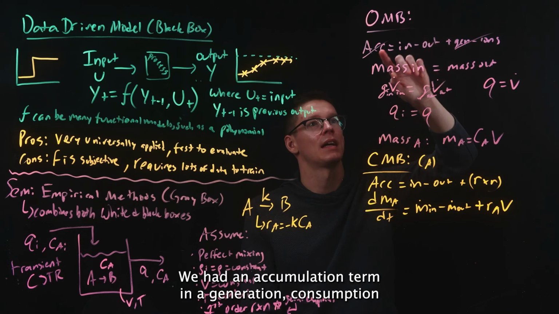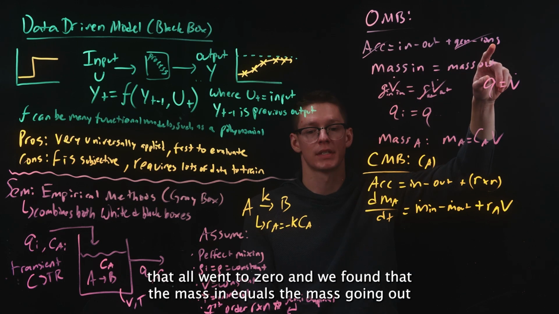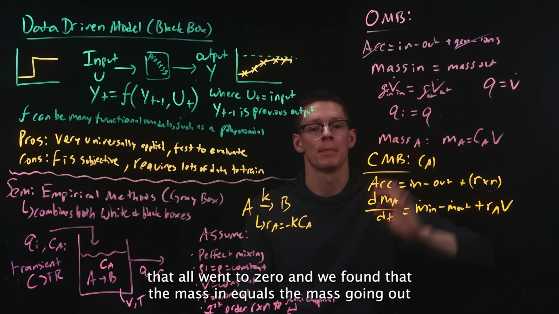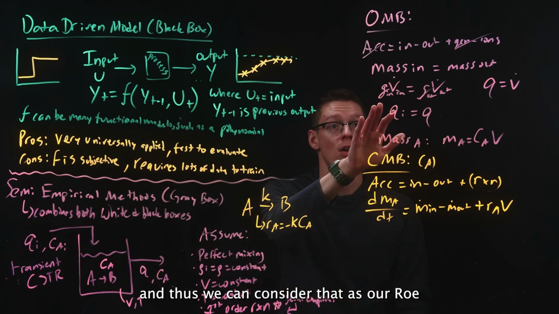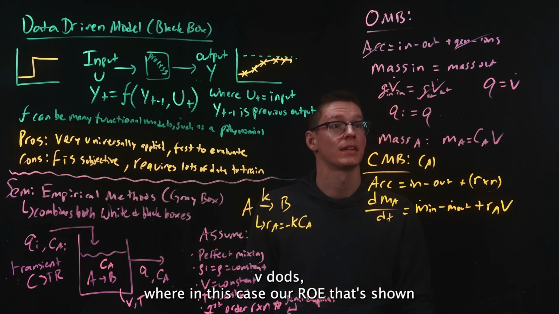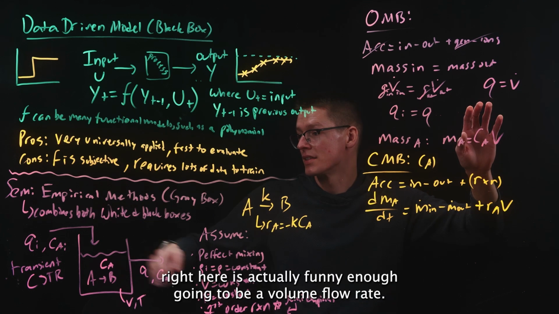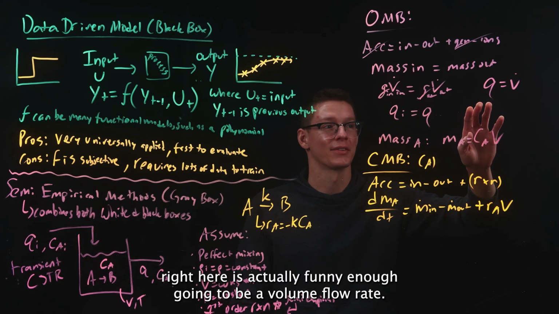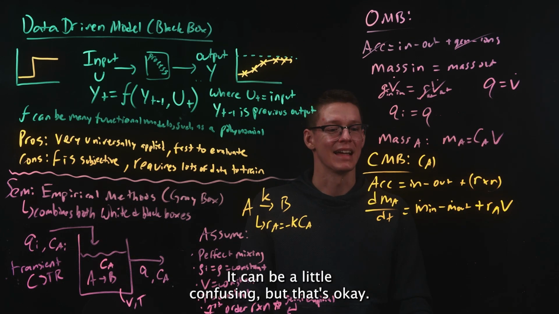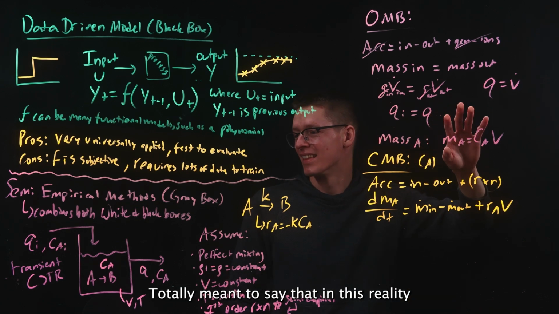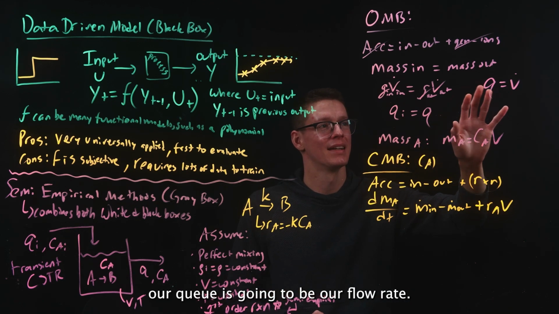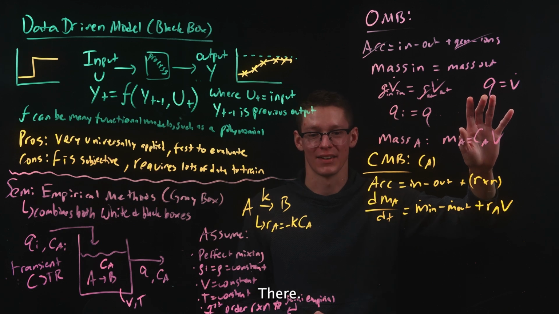We had an accumulation term and a generation and consumption that all went to 0, and we found that the mass in equals the mass going out. And thus we can consider that as our rho v dot, where in this case, our rho that's shown right here is actually, funny enough, going to be a volume flow rate. It can be a little confusing, but that's okay. My rho's and v's look very similar, so I even confuse them. Totally meant to say that in this reality, our Q is going to be our flow rate there.